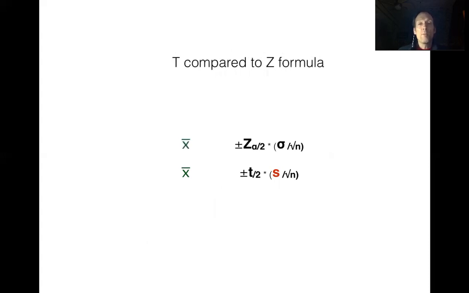Now, the most important thing that you need to remember about the formulas: when are we supposed to use the t-distribution formula? Only when the population standard deviation sigma is unknown.